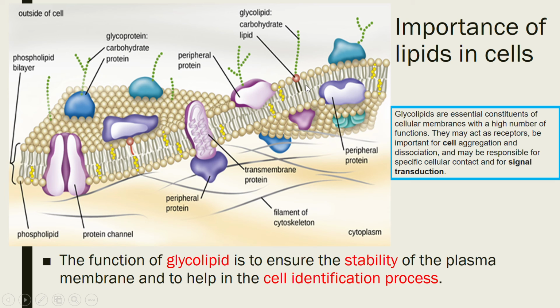The main function is to ensure stability of the plasma membrane, and also to help in the cell identification process. They may act as a receptor. They might be responsible for specific cellular contact, or signal transduction. Those are examples of functions stated for glycolipid.